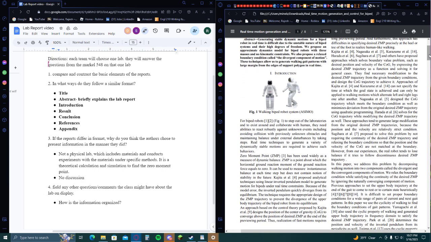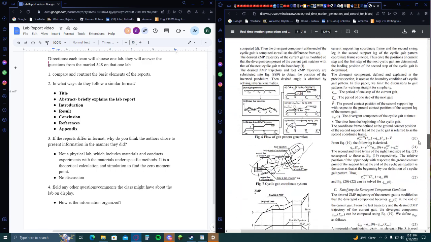In the introduction, it will be explaining certain aspects of the experiment that need to be briefed first, such as telling you that certain computations may not work on a real robot. Next is the results.